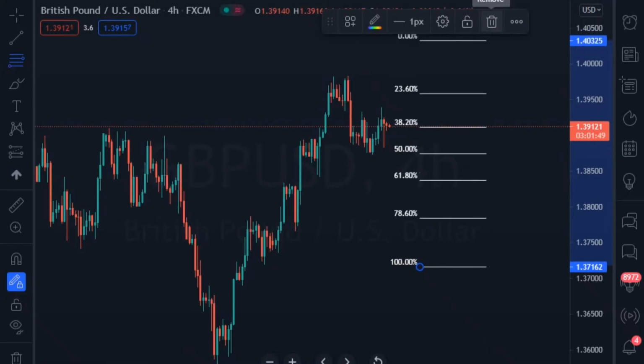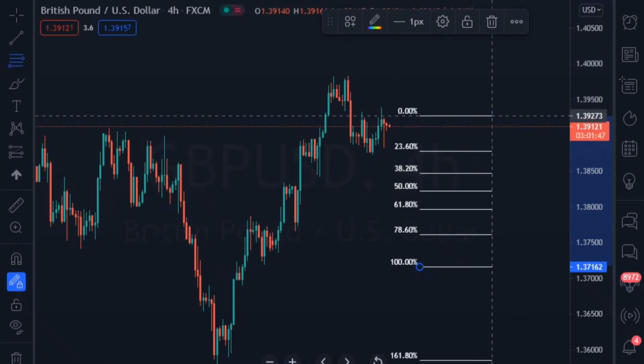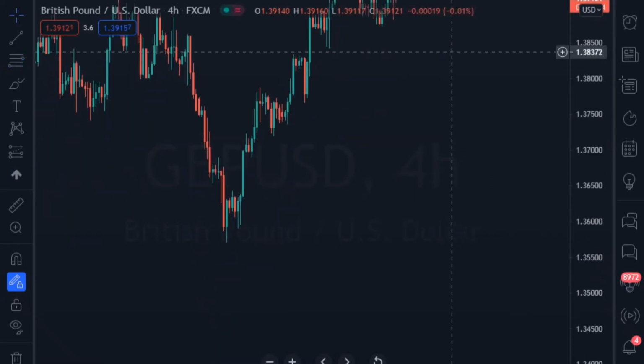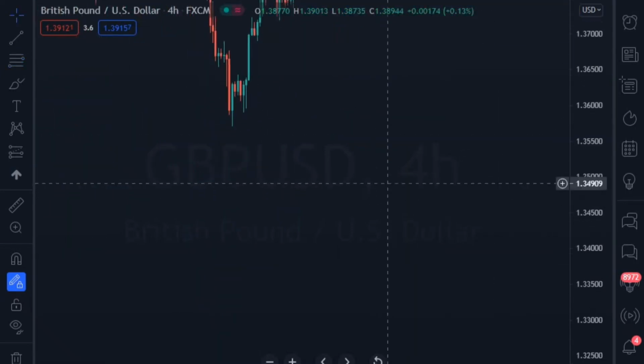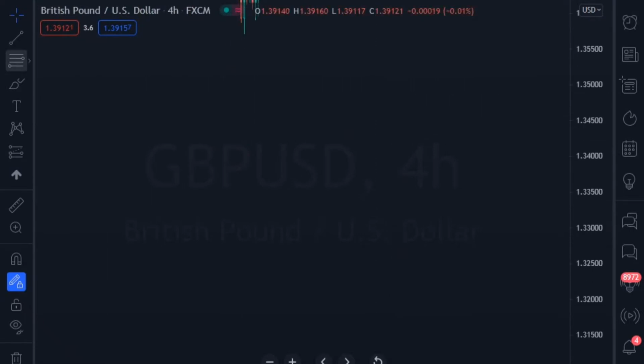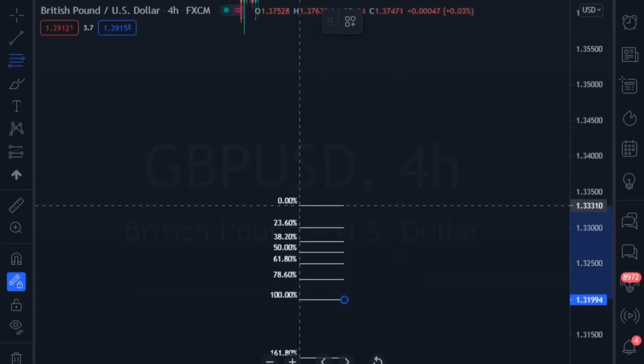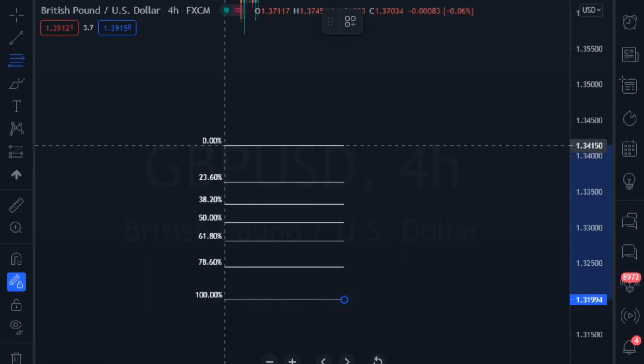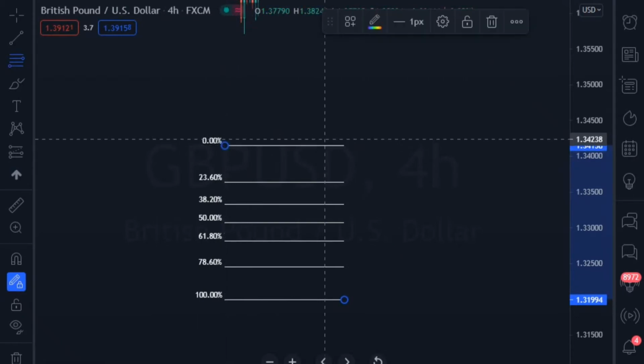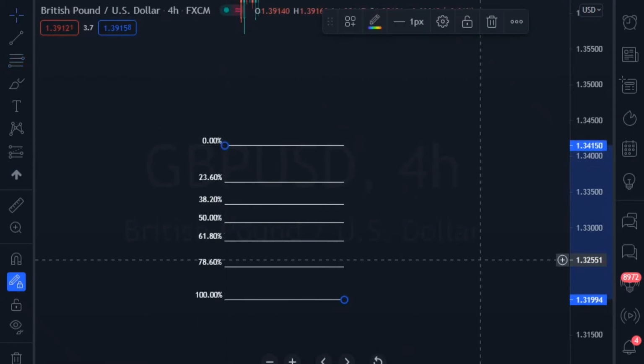So let me just delete this. Okay, so let's go to a clean chart. Okay, then let's pull this up. Okay, now I want to explain the Fibonacci retracement.